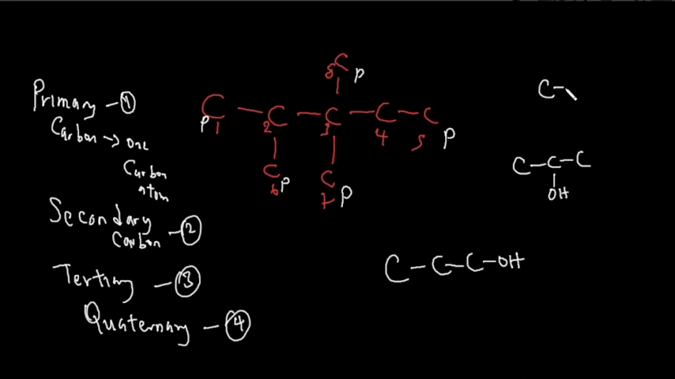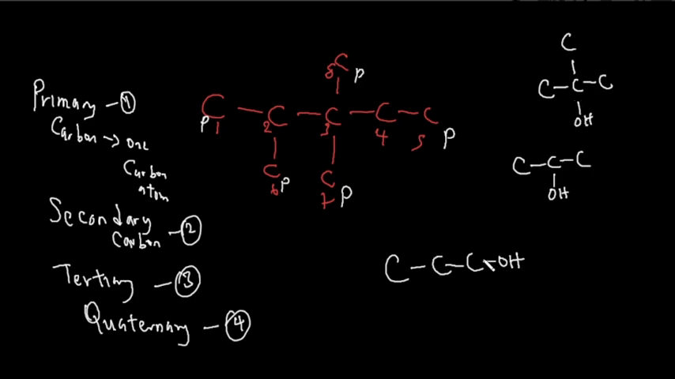If I have another structure, and in this structure I attach the hydroxyl group to a tertiary carbon atom, remember, tertiary has three carbon atoms attached to it, it becomes a tertiary alkanol. So I take it again. Primary alkanols have the hydroxyl group attached to a primary carbon. Secondary alkanols have the hydroxyl group attached to a secondary carbon, while tertiary alkanols have the hydroxyl group attached to a tertiary carbon atom.